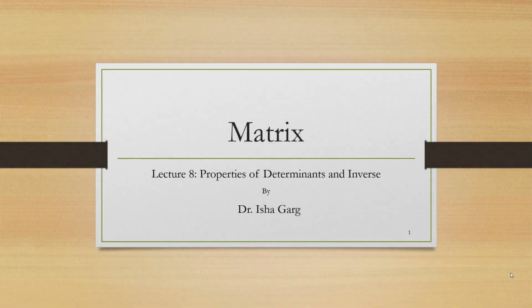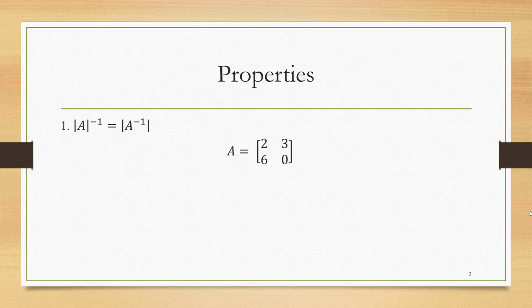Hello students. Today in this lecture we are going to study the properties of determinant and inverse. Let's start with the properties which include both determinant and inverse of a matrix. For an invertible matrix A, determinant of A inverse is the same as inverse of determinant of A. That means if we take determinant first and then take inverse, or we take inverse first and then take determinant, there is no difference.